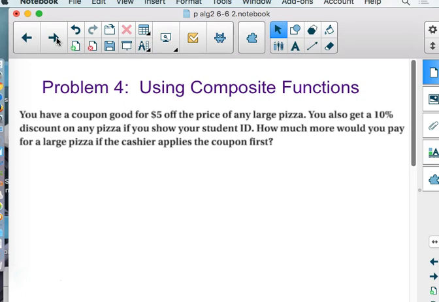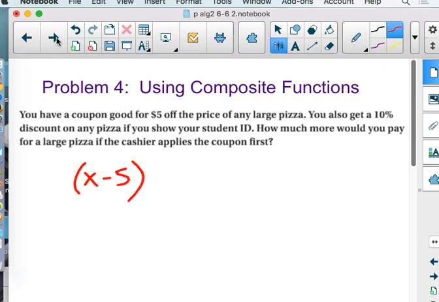How much more would you pay for a large pizza if the cashier applies the coupon first? Well, that implies that one of these ways is the better deal for you. Let's say we walk in, we don't know how much the pizza is because we're not standing at the register right now. And we say, coupon first, take this $5 off. And then we remember, oh, got my student ID with. Here's my student ID. So I want that 10% off also.